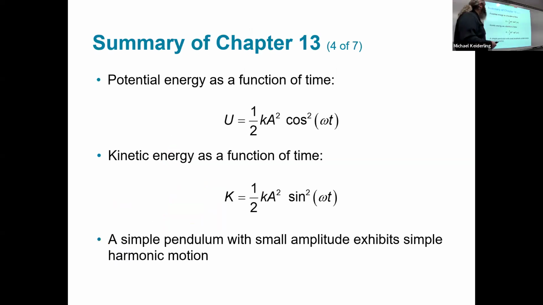Now, the potential energy of a spring oscillating is a function of time. It can be 1/2 kA squared times cosine squared omega t. Kinetic energy ends up being 1/2 kA squared times sine squared omega t.